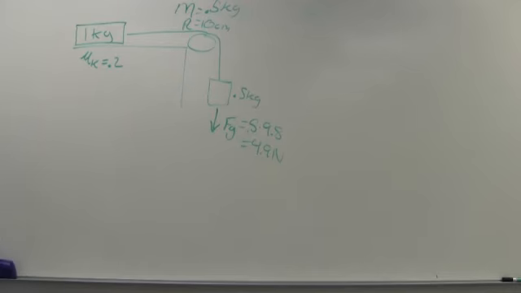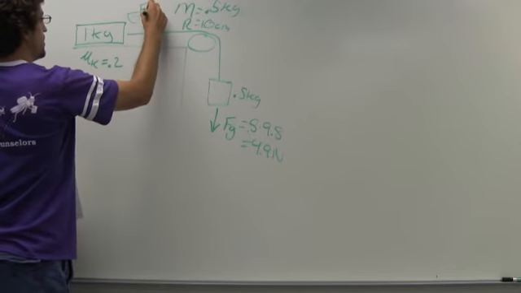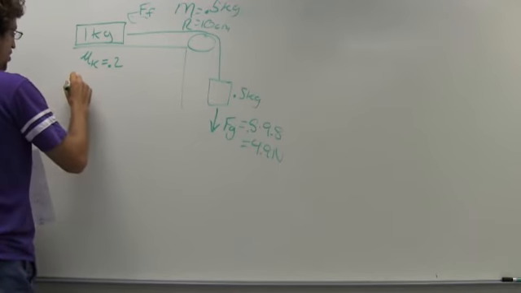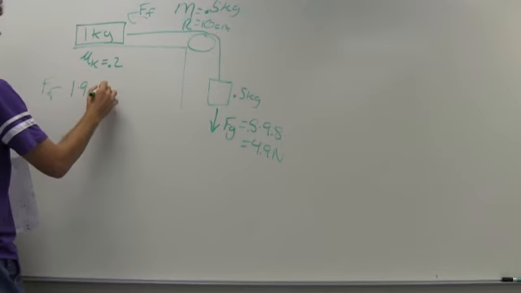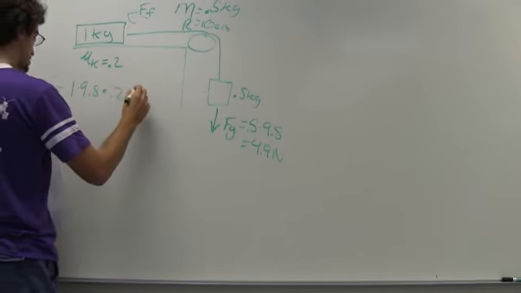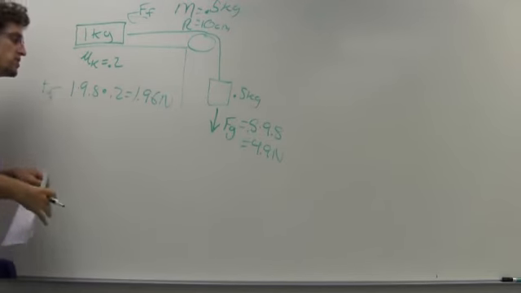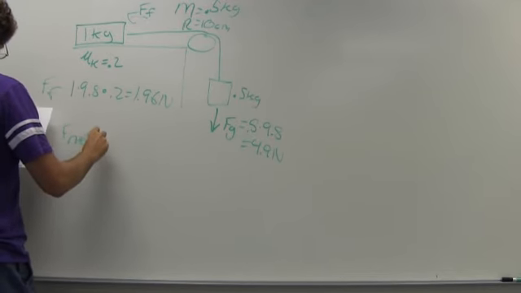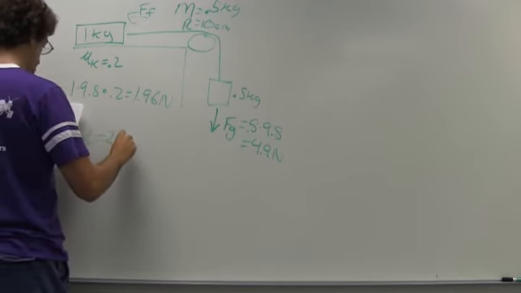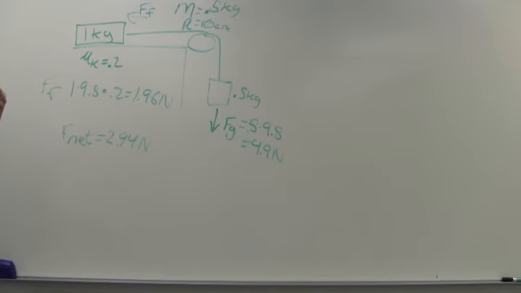Up here, we've got a frictional force going the other direction. The frictional force is going to be 1 times 9.8 times 0.2, or 1.96 newtons, which gives us an overall net force of 2.94 newtons. So that part itself doesn't have anything to do with the pulley.